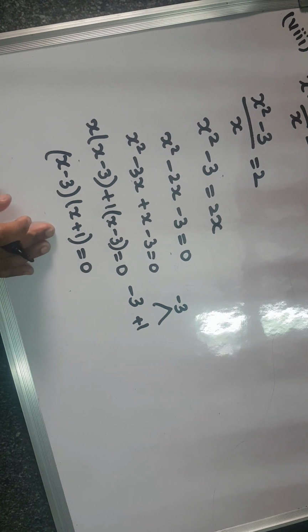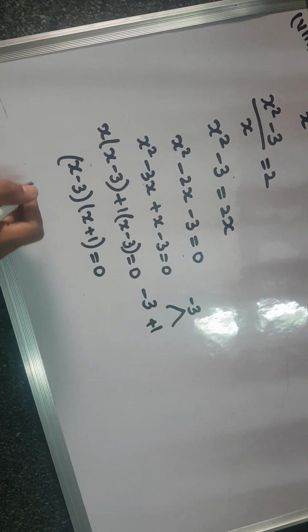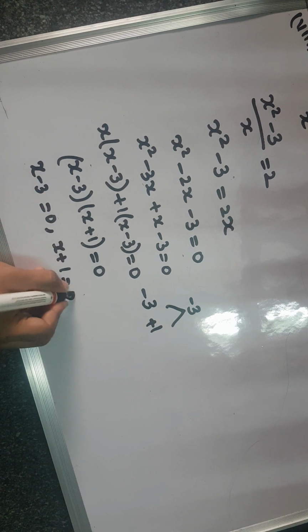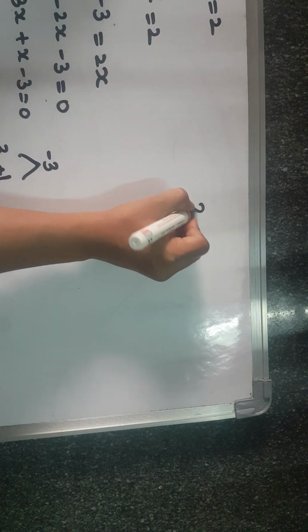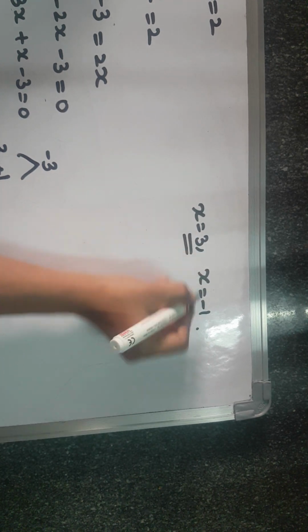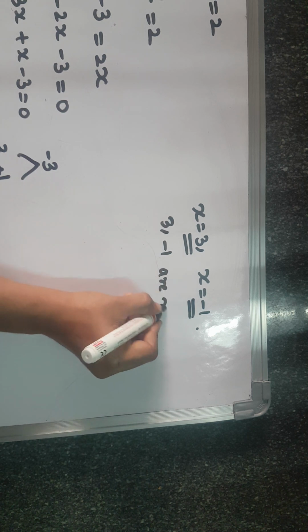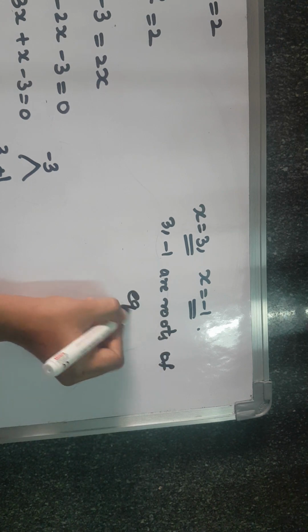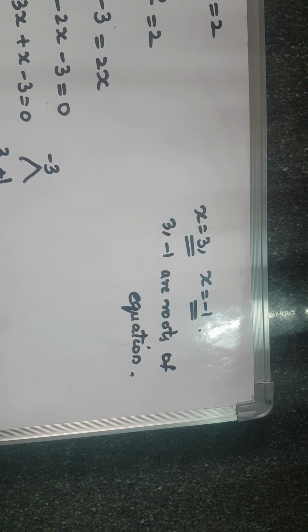This is the required linear equation. I am separating these two values separately to 0, means x minus 3 equals 0, x plus 1 equals 0. I am separately equating. So what is the value of x? x equals 3 and x equals minus 1. So 3 comma minus 1 are roots of the equation. Okay, now let us continue with another problem.